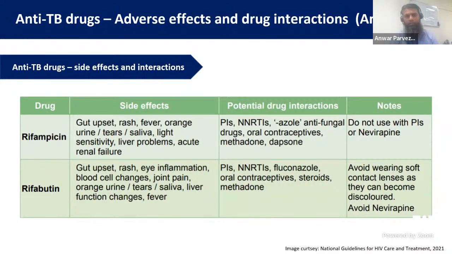But again, the other drugs also may cause problems. So rifabutin is considered as an alternative, even though it also interacts, but the interaction is much lesser than rifampicin. The common side effects of rifabutin are GI upset, rash, inflammation of the eyes, joint pain, and fever in some patients. One thing to be remembered is we need to ask patients to avoid wearing soft contact lenses, as they can become discolored, and to avoid nevirapine treatment.